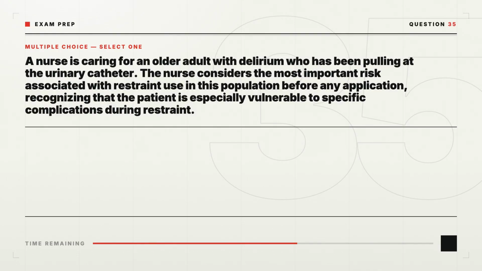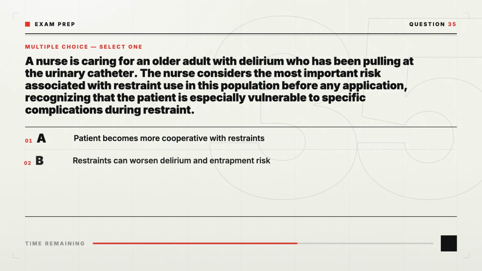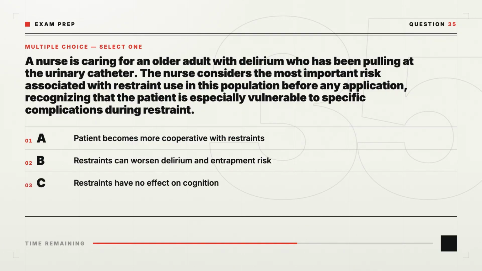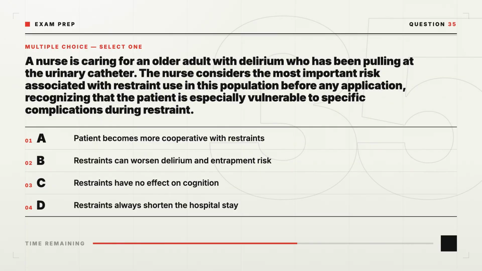Your options are: A. Patient becomes more cooperative with restraints. B. Restraints can worsen delirium and entrapment risk. C. Restraints have no effect on cognition. D. Restraints always shorten the hospital stay. Before I reveal it, which one do you think is right?